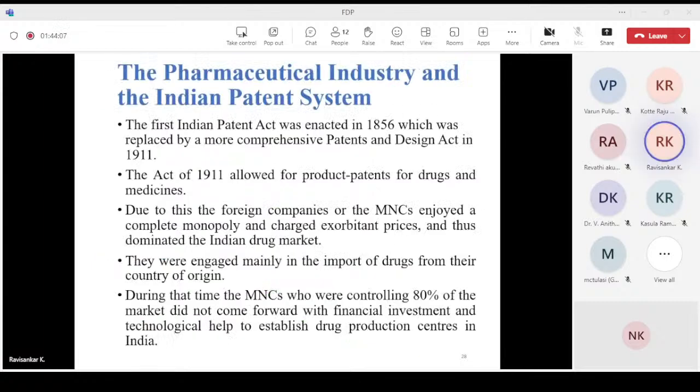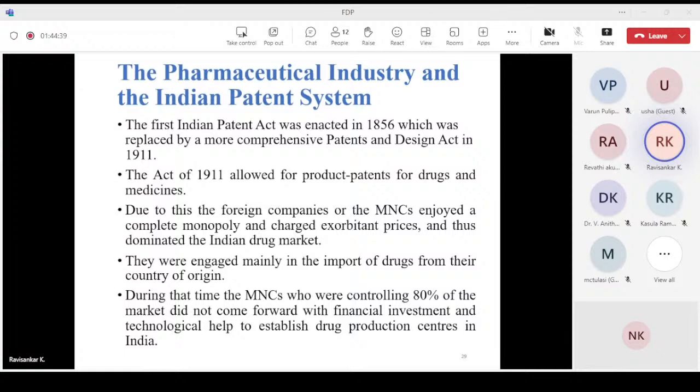So as I said, my main topic will be about the pharmaceutical industry and the Indian patent system. The first Indian Patent Act was enacted in 1856, which was replaced by a more comprehensive Patents and Designs Act in 1911. The Act of 1911 allowed for product patents for drugs and medicines.